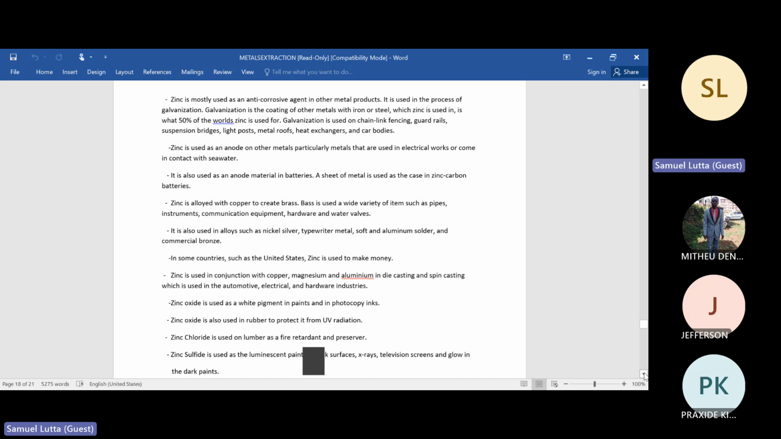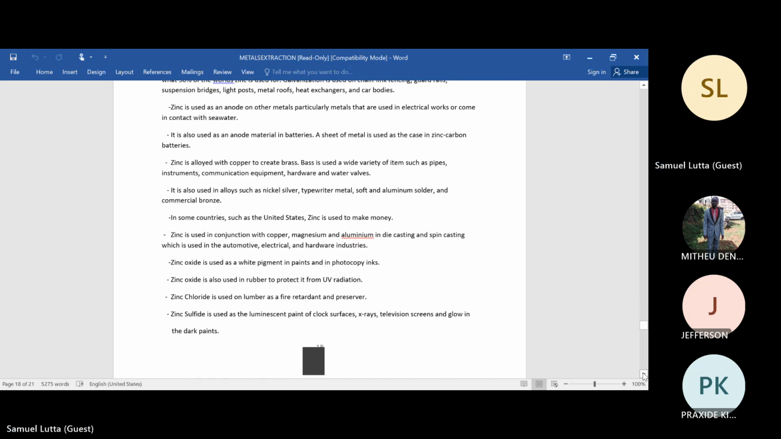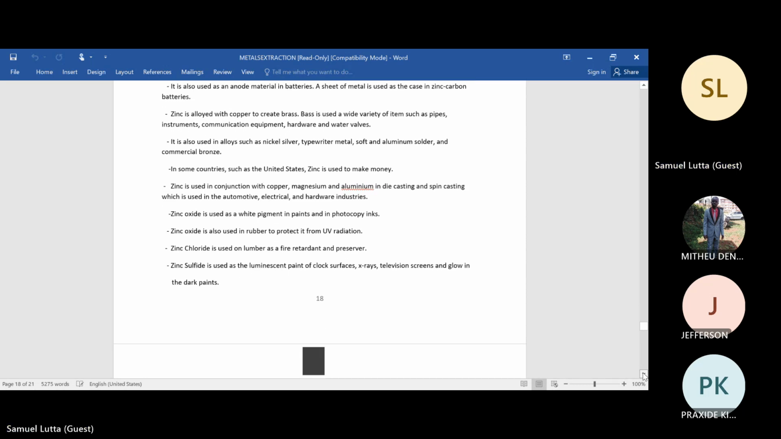Zinc chloride is also used on lumber to make it fire retardant and also as a preservative. And then the oxide, the sulfide, is also used because when light shines on it, it produces color. Sometimes it's used as a luminescent paint on clock surfaces, so that when light shines on it, it can produce some colors.